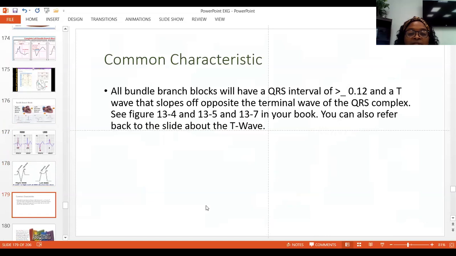Okay, so let's talk about some common characteristics of both. With all your bundle branch blocks, you will have a QRS interval that is greater than or equal to 0.12 seconds, and a T wave that slopes off opposite the terminal R wave of the QRS complex. So if you see figure 13-4 and 13-5, as well as 13-7 in your book, it will show you illustrations of that. Okay. You can also refer back to the slide in which I showed you the T-wave illustration.